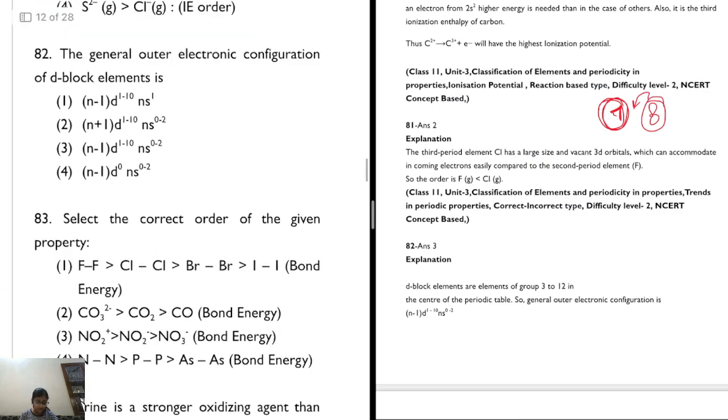The next question is, the general outer electronic configuration of d block elements is. We all know it would be this. Not this, because it is ns 0 to 2. It can have 2 electrons as well as 0 electrons. Let's see the next question.